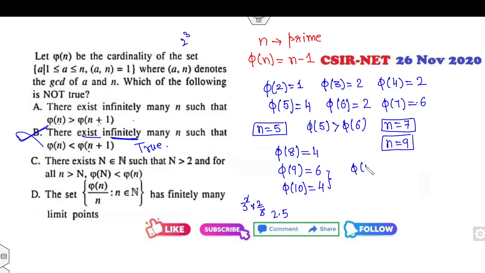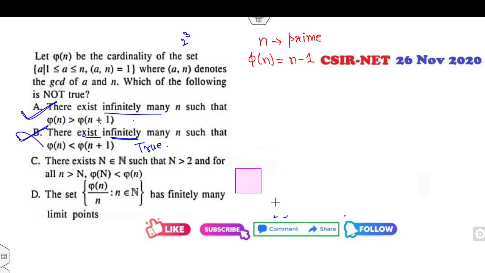Phi of 11 is 10, since 11 is prime. But what is phi of 12? 12 is 2 squared into 3, so that will be 6. Again you can see n equal to 11 is satisfied, and so on. You can find many numbers: 5, 7, 9, 11 and many more. So that means there are definitely infinitely many numbers which will be satisfied.